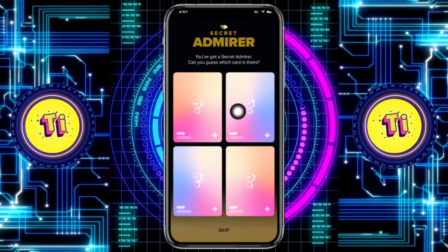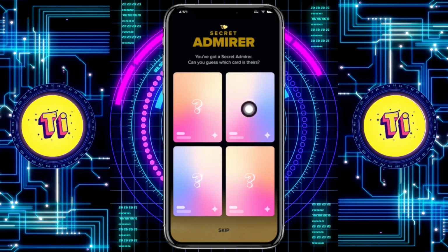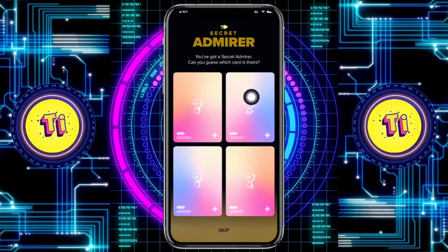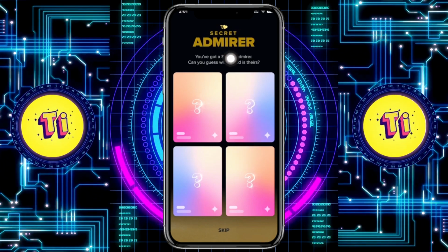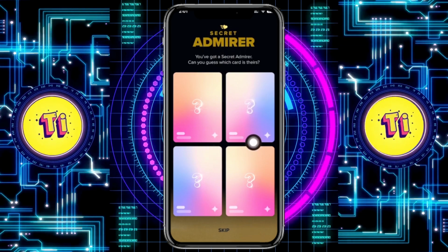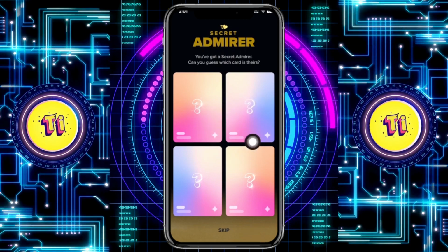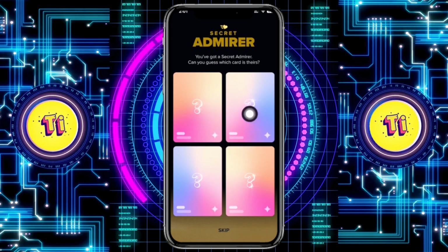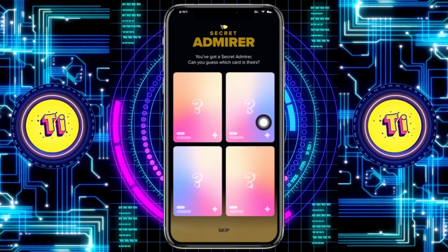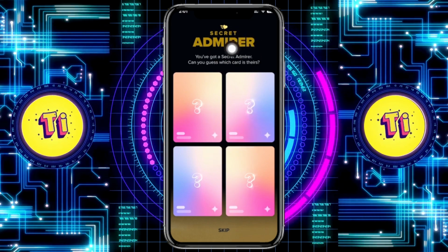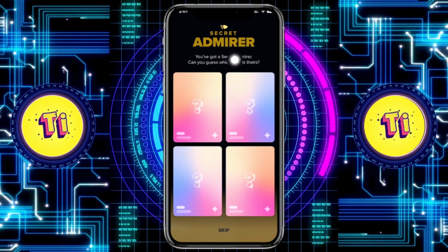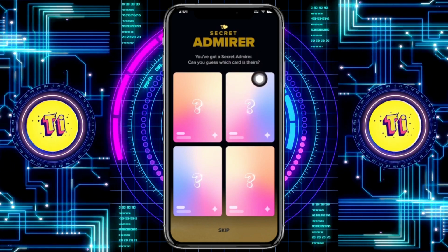Now since this is the secret admirer feature, of course it's going to be a secret, which is why the cards are turned over and have a question mark above them. But as depicted in the second word, secret admirer, it's a secret, but of course these people definitely like you.